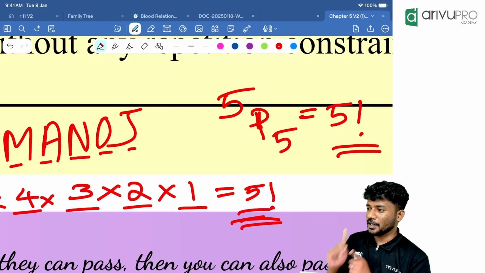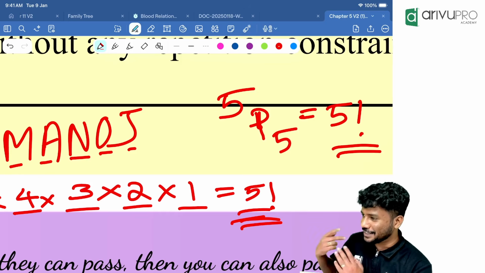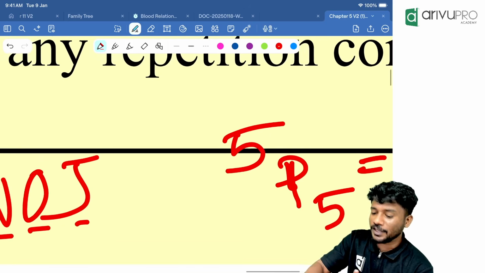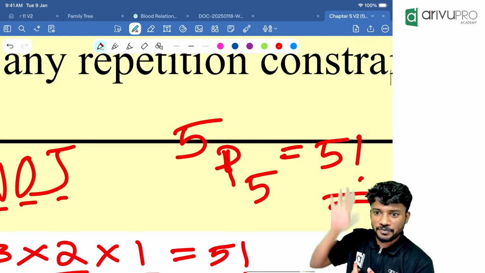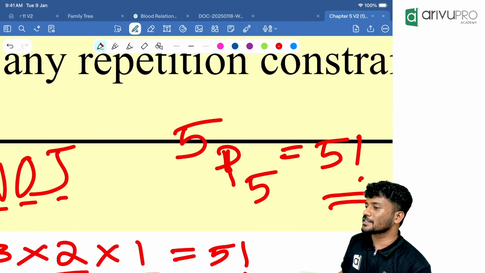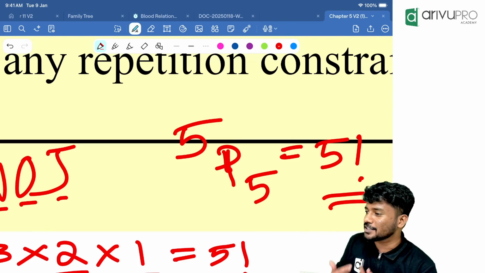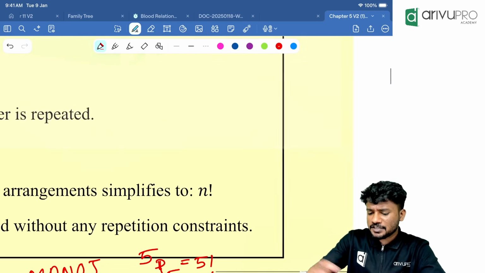I told you 3 methods. One is the vacant place method. One is directly, we know that it is n factorial. Then I told you how we got that 5 factorial or n factorial. That is 5 people, 5 places. We need to arrange. How many ways? 5P5 ways. Arrangement always comes under what? Permutation. So the answer is 5 factorial. Okay. Now, I'll change the name.